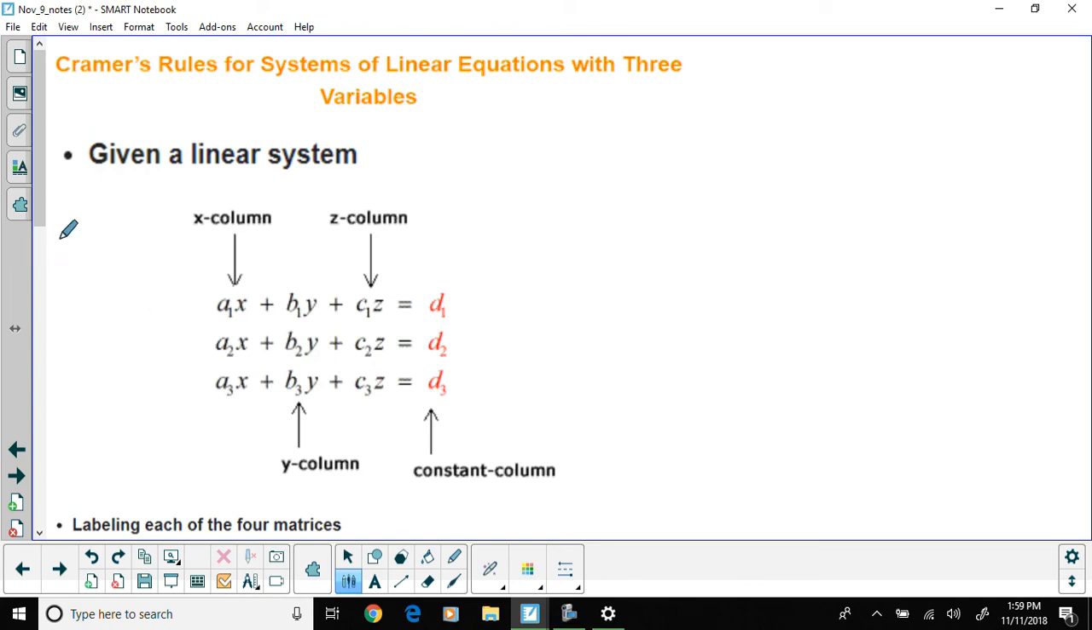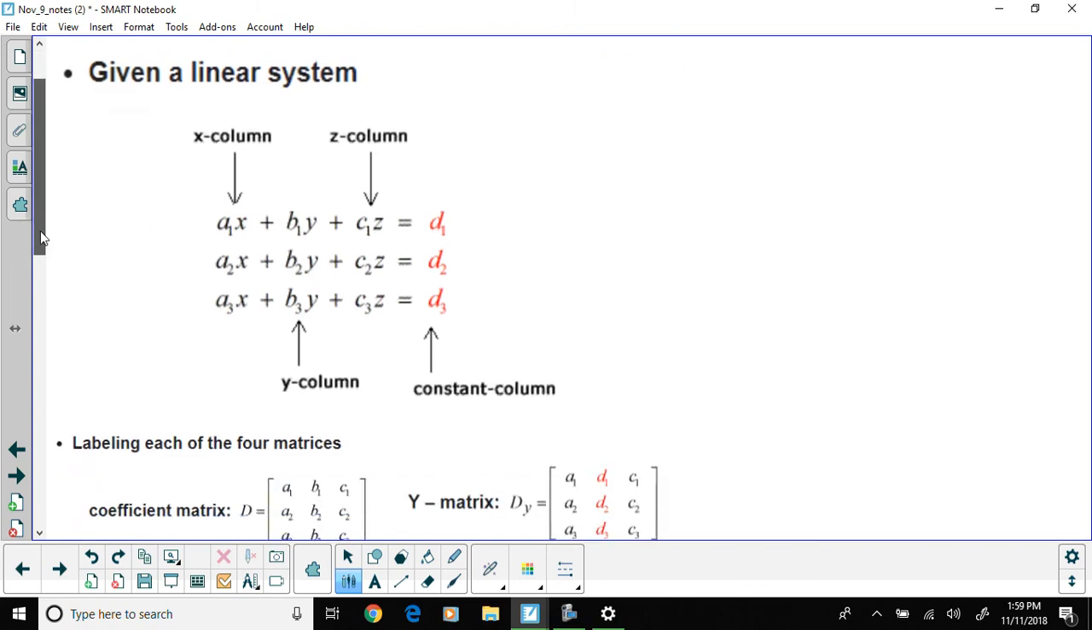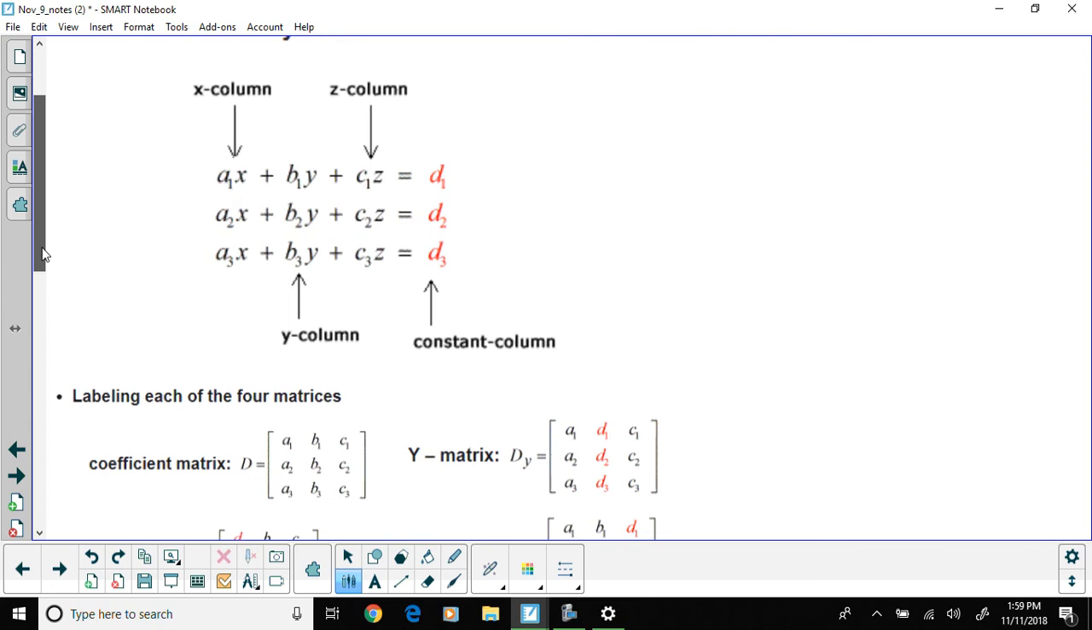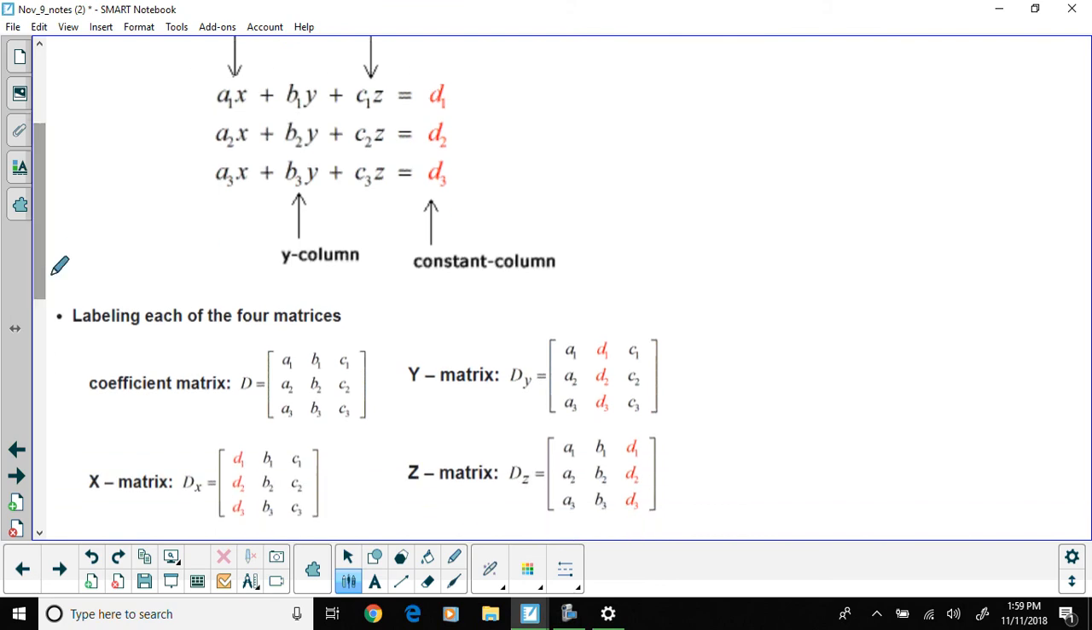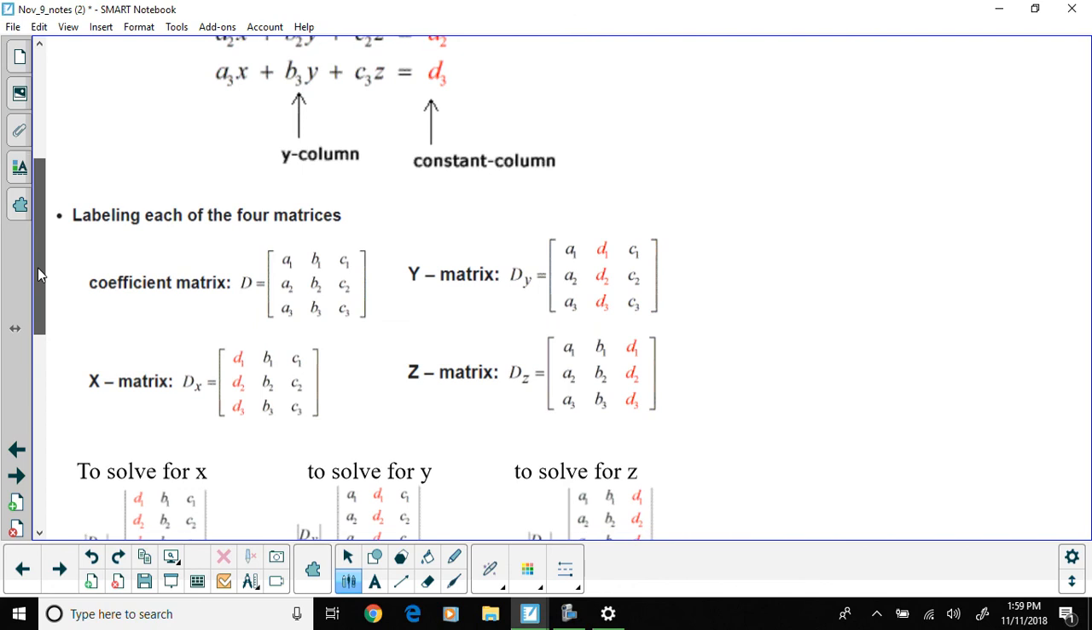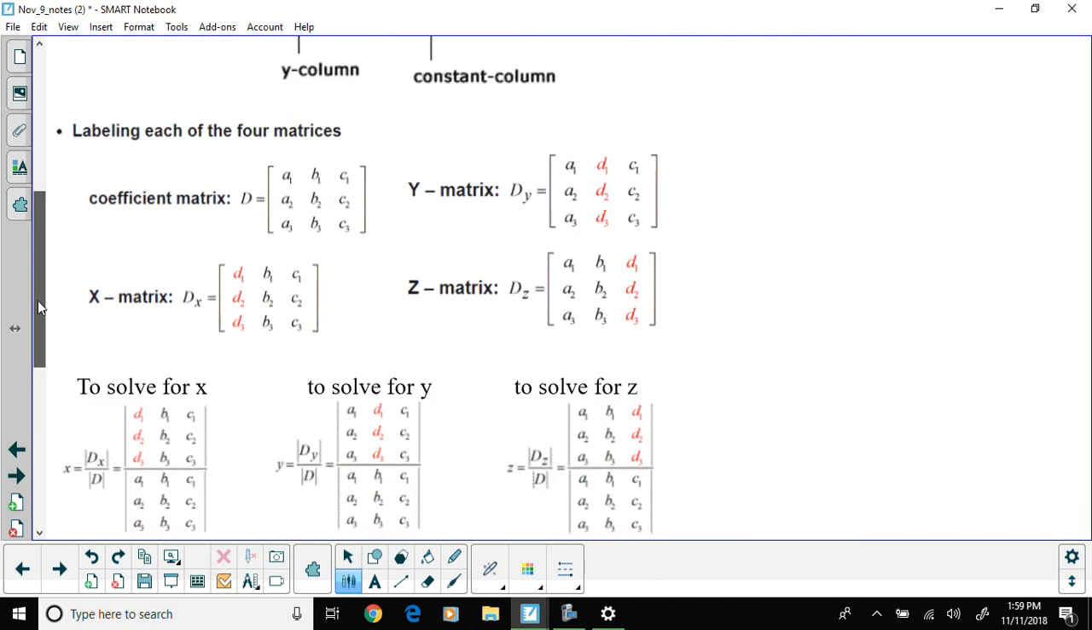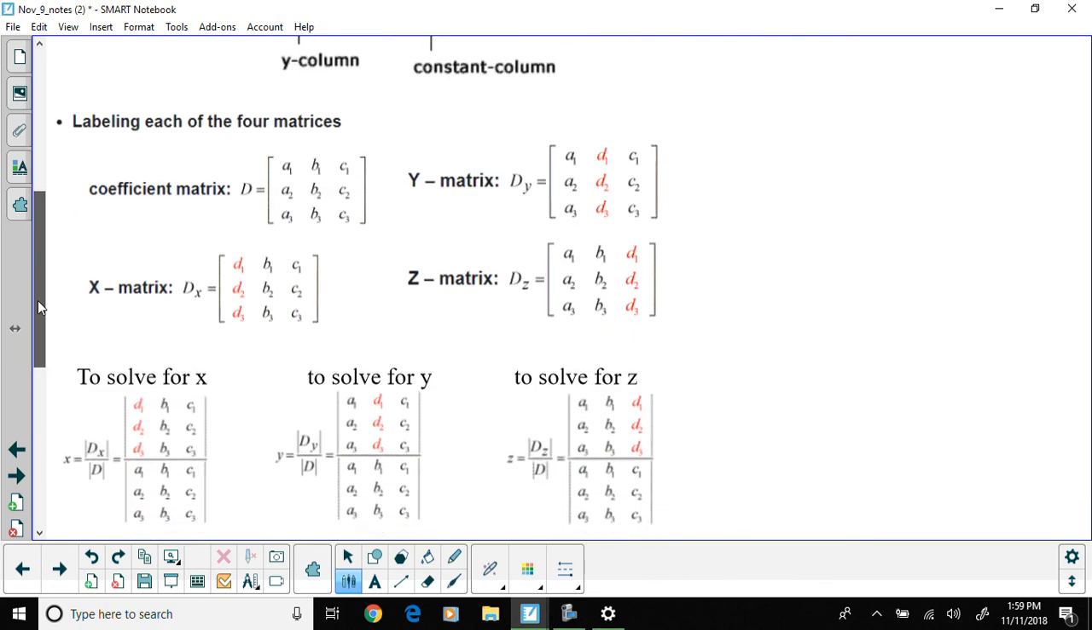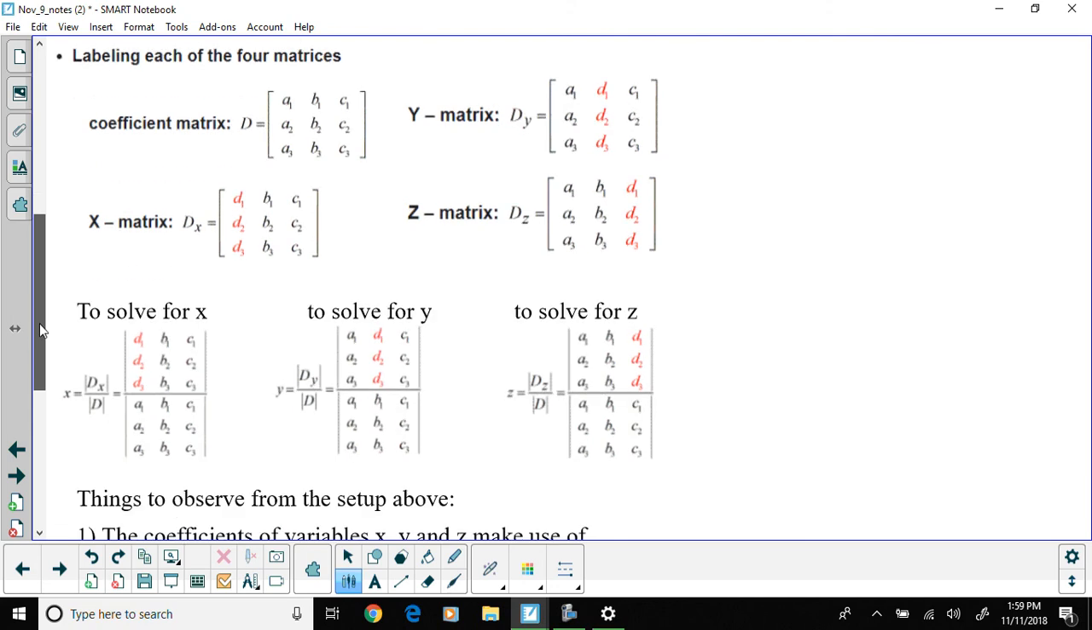Now, here's something we need to know. The coefficients are just going to be the a's, b's, and c's. When I want to find the y matrix, I replace the y values, the b's, with the d's. When I want to find the x matrix, I replace the a's with the d's. And when I want to find the z value, I replace the c's with the d's. Then to solve it, I put the x matrix over the original, the y matrix over the original, and the z matrix over the original.